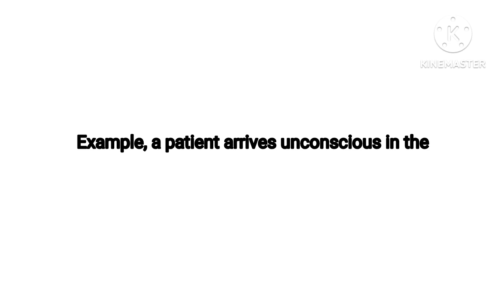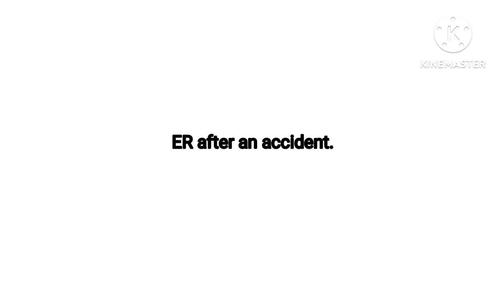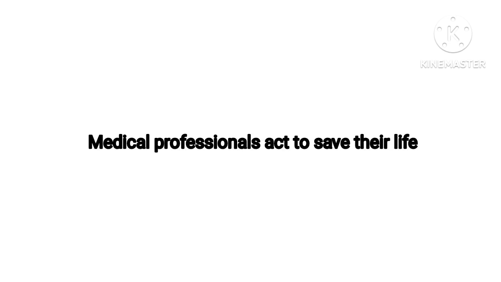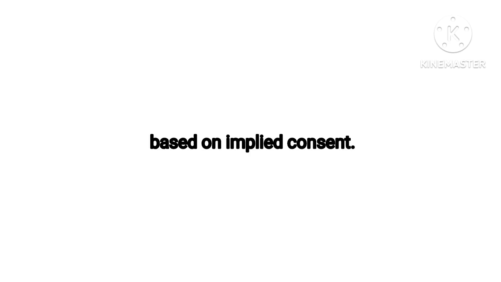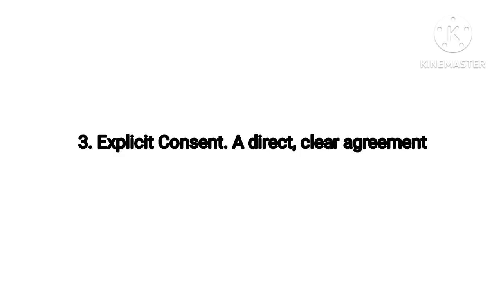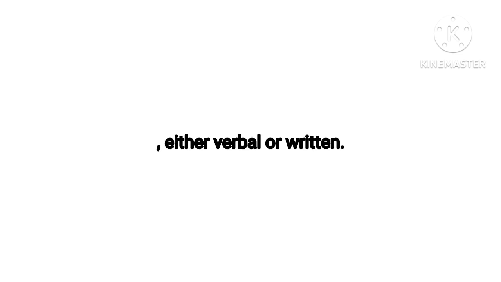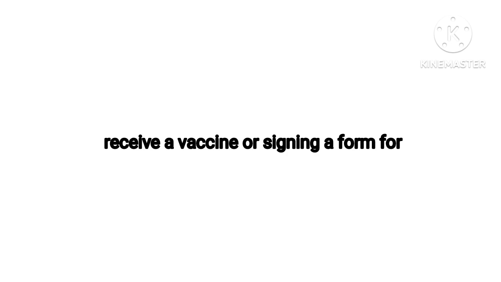2. Implied consent. Often used in emergency situations where explicit consent cannot be obtained. Example: a patient arrives unconscious in the ER after an accident. Medical professionals act to save their life based on implied consent. 3. Explicit consent. A direct, clear agreement, either verbal or written. Example: a patient verbally agreeing to receive a vaccine or signing a form for participating in a research study.